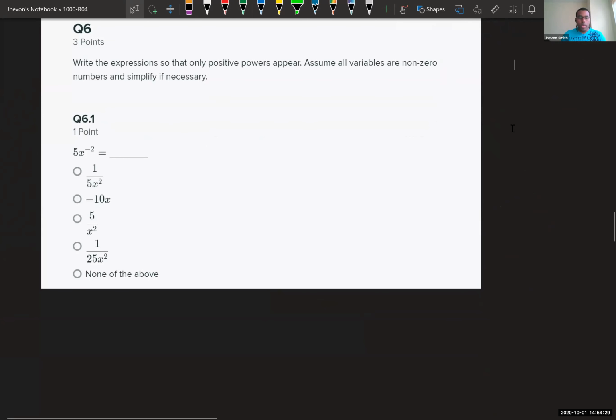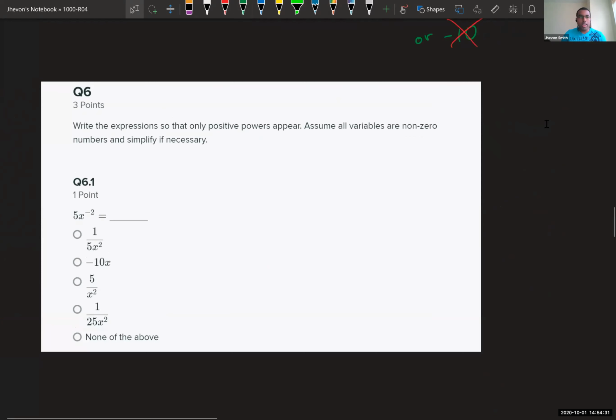Okay, another one, some common errors are normally made with this guy. 5x to the minus 2, what is that equivalent to of the options here? Or if any, maybe it's none of the above. 5 over x squared. I will mention here that this and this are very common errors. Can you explain why it wouldn't be 1 over 5x squared?